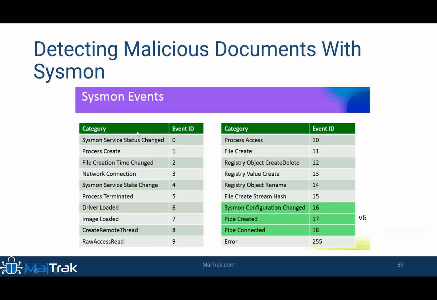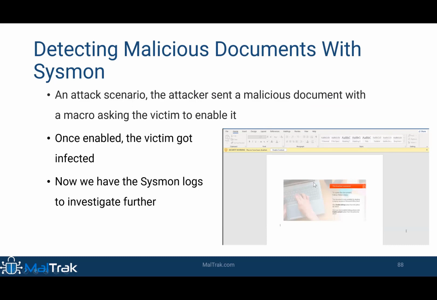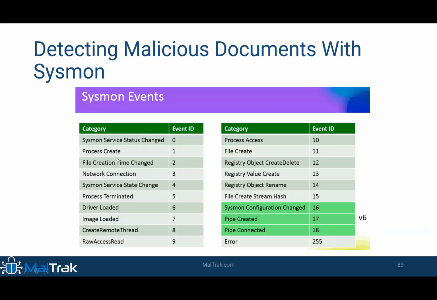To investigate something like that, we see that we have a Word document that did something malicious. What malicious thing could it have done? We have three options, right? It could have created a new process, let's say opened a new application, or maybe dropped the malware and then executed it. So we might see a process create.